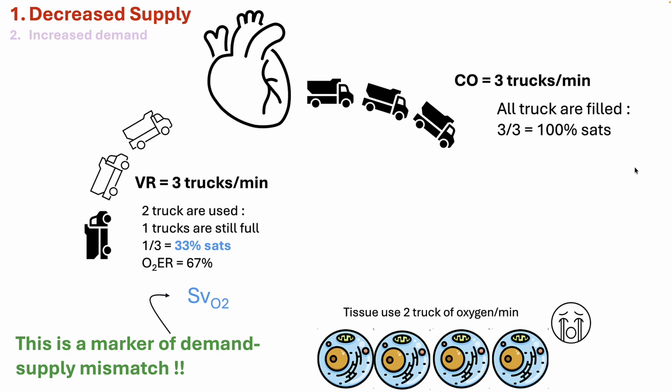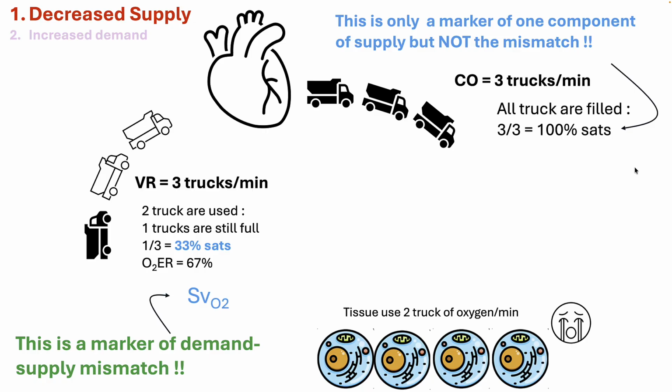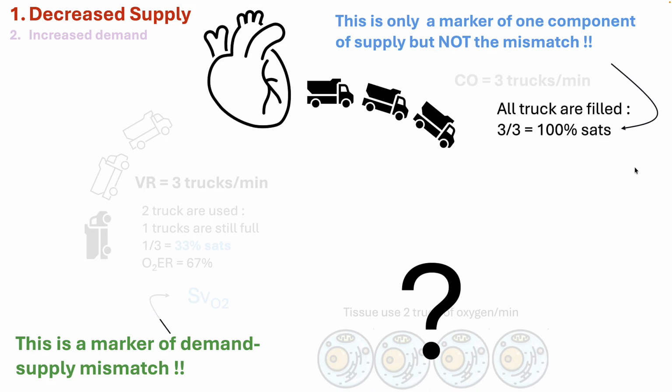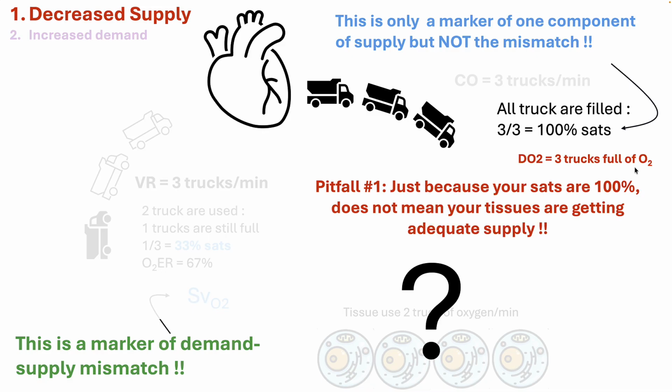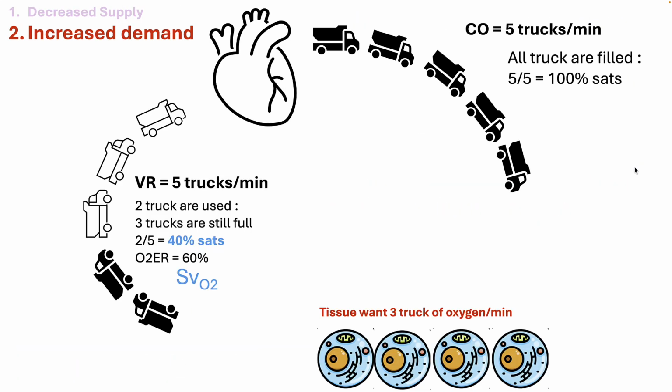Your SvO₂ will drop if your supply is decreased or the tissues are asking for more oxygen. That's your increased demand. The O2 sats on the arterial side is not a marker of mismatch. It is only a marker of one component of the supply, the other being cardiac output. Most of the time you don't know what tissues require or what your venous return or cardiac output is. So just looking at oxygen sats and hoping that your tissues are getting a good amount of oxygen might be very misleading.